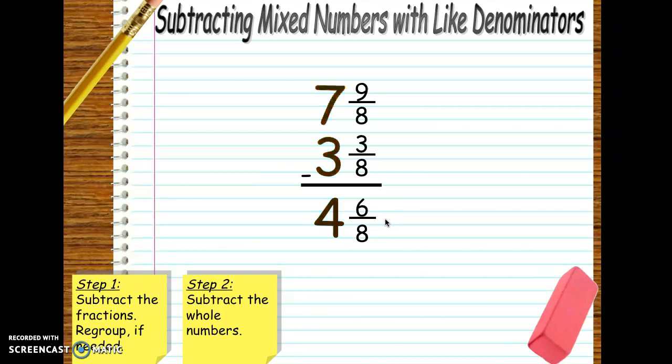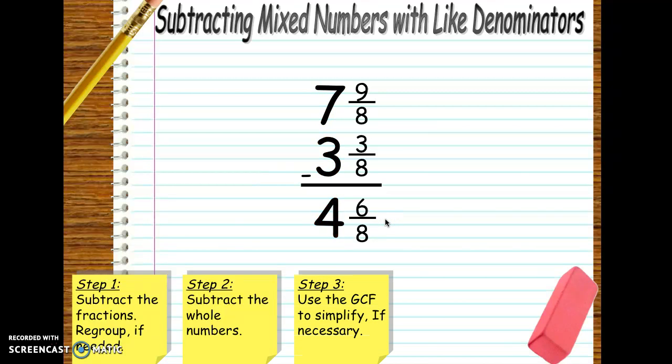And step 3 asks me if I need to simplify my problem. I know that there's a greatest common factor between 6 and 8, and that's 2. So I'm going to divide the numerator and the denominator by 2 to get 3/4, a simplified fraction. And my final answer will be 4 and 3/4.